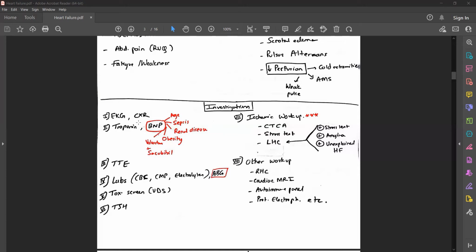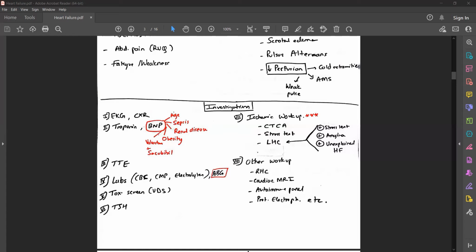You can order a chest X-ray as well to look for the congestion in the lungs. Then cardiac enzymes. Troponin is, of course, something you will order. It's a part of the ischemic workup. And then the BNP. Now, remember that BNP is something that will help you to support the diagnosis or exclude heart failure.